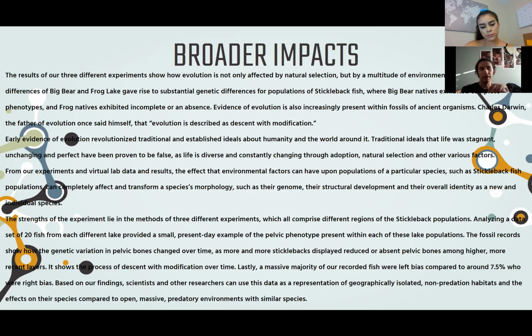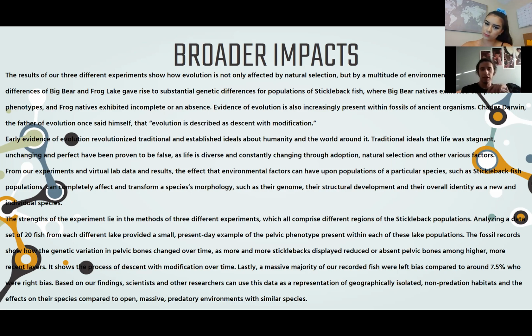Fossil records also show that the genetic variation in the pelvic bones of stickleback fish has changed over time, meaning it's not just environmental factors, it's also change over time. As we saw in layers 1 through 5, layer 1 had complete phenotypes all the way, while in layer 5, incomplete or absent phenotypes dramatically overtook complete ones, which were basically non-existent. Lastly, it shows that there's descent with modification over time, because a massive majority of our recorded fish were left by us, not right.